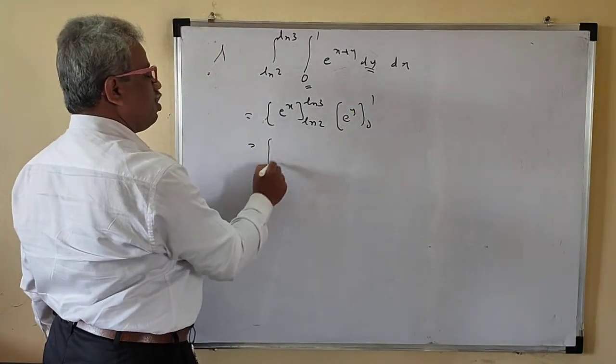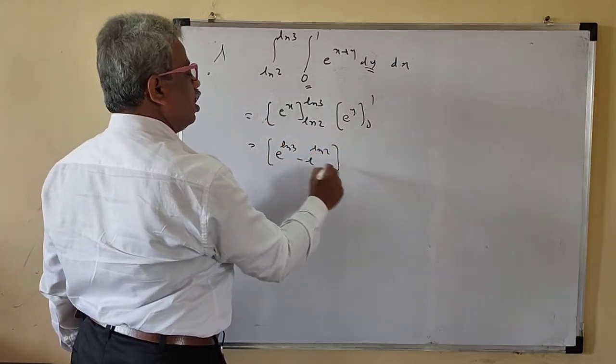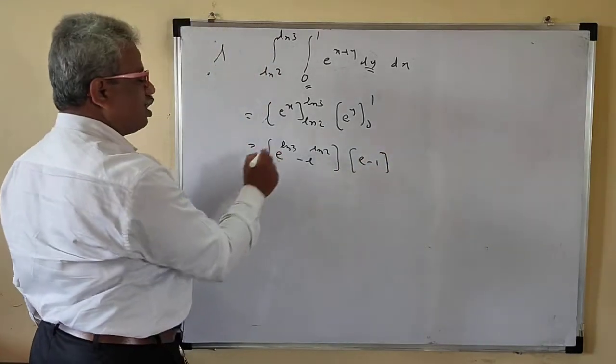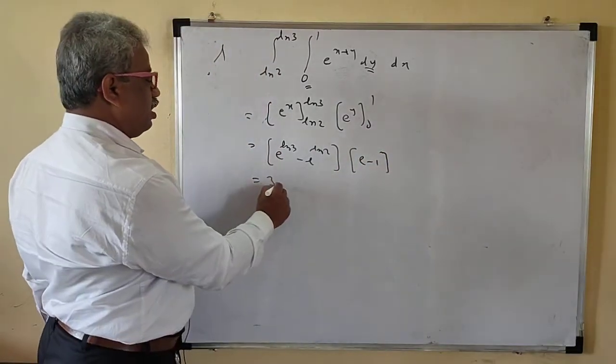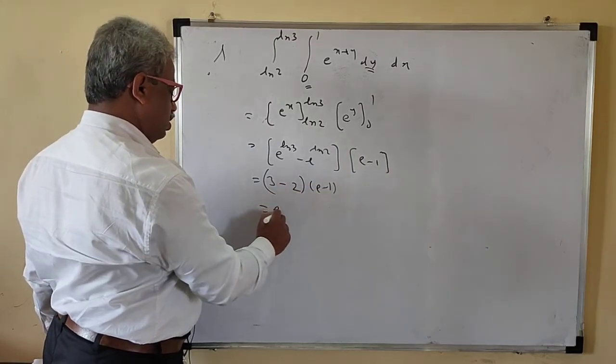So this is e raised to ln 3 minus e raised to ln 2, into e minus 1. e raised to ln 3 is 3, minus 2. So this is 3 minus 2 into e minus 1. So this is e minus 1.